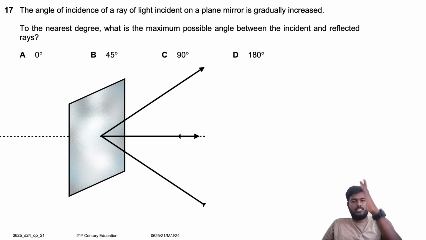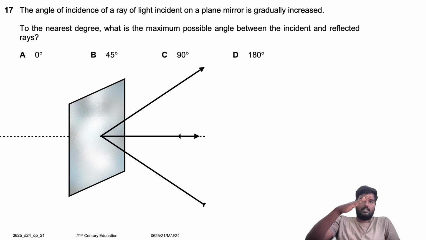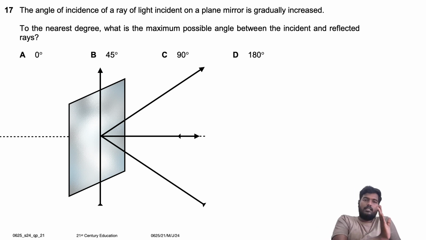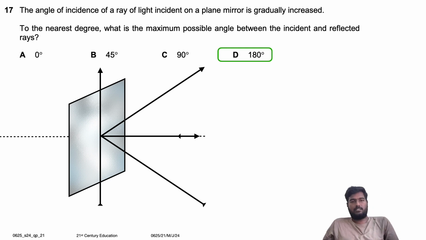So until which angle can we get reflection? If this is the initial position, we can increase like this, we can increase until like this. So this is 180. Beyond this, it will go to the back of the mirror, so we cannot have reflection. So 180 is the answer. Next question.